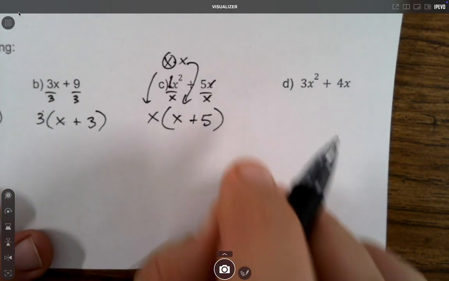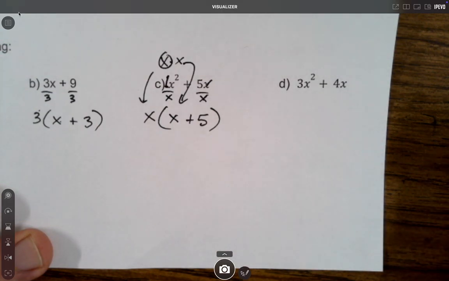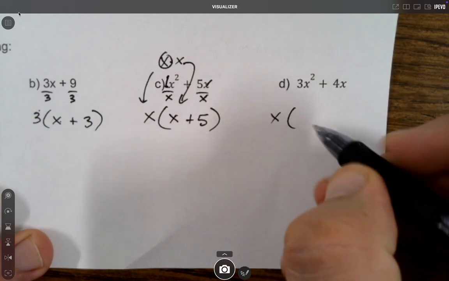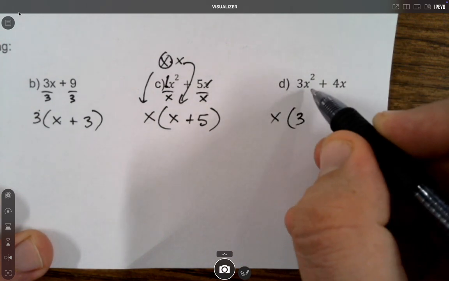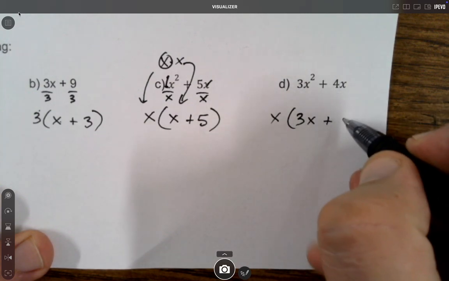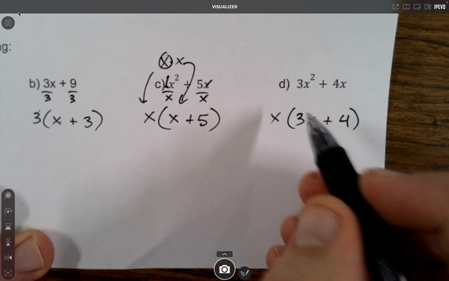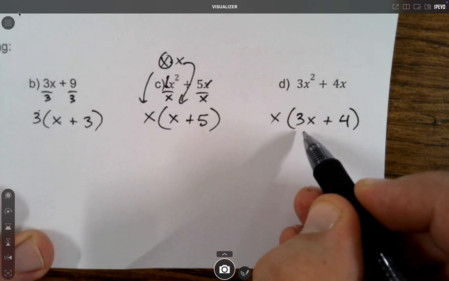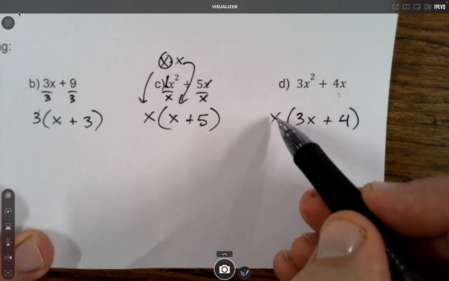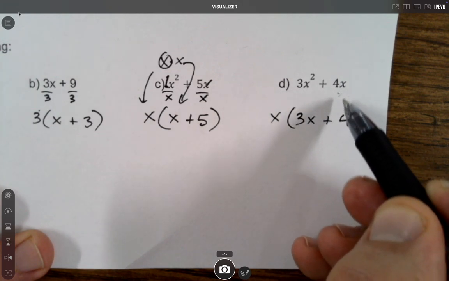So we'll see something similar on D. 3 and 4 don't have anything in common other than 1, so no number to pull out. But these both do have an x, so I'll pull an x out. So the 3 just stays. If I take one of those x's away, and one's left, the 4 stays, but I took away that x, so there's no more x in this term. Because I divided this by x and got 3x, divided this by x and got 4. And as you can see, x times 3x, 3x squared, x times 4 is 4x.